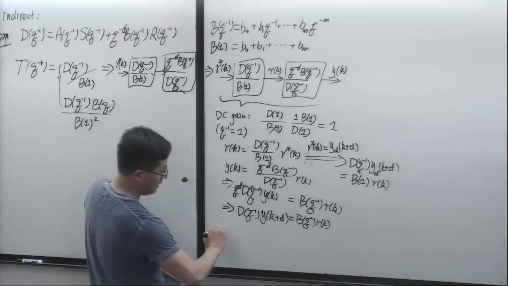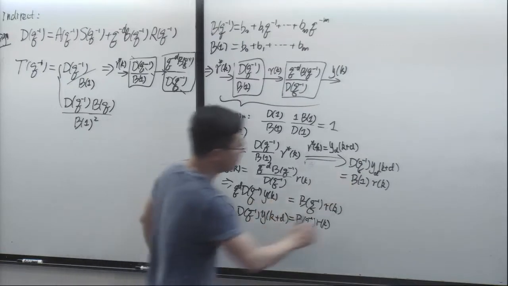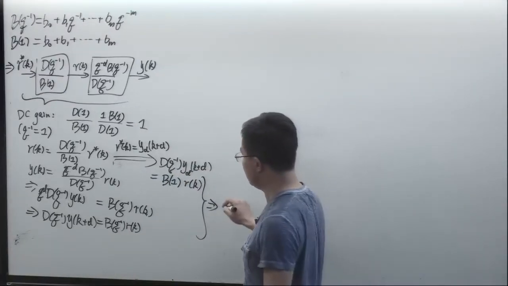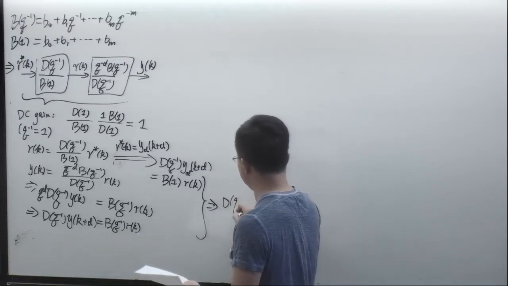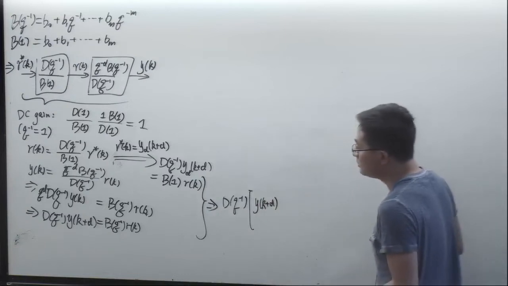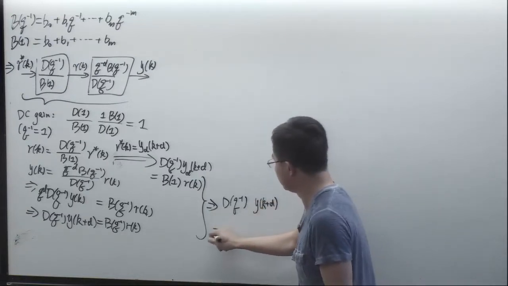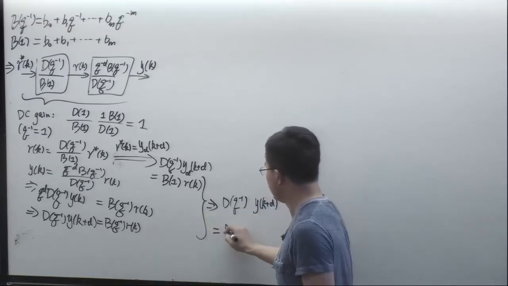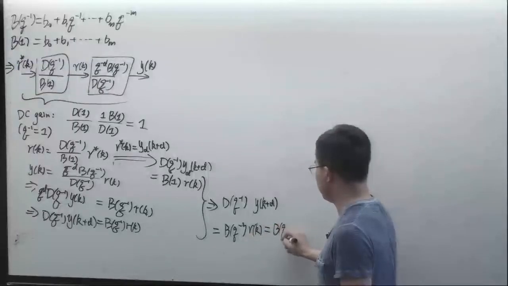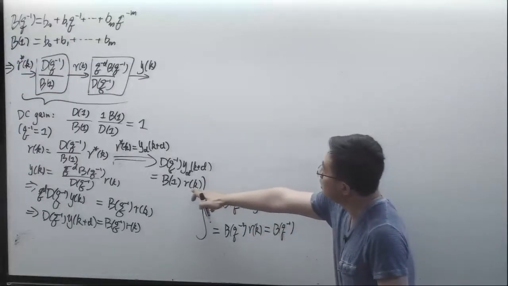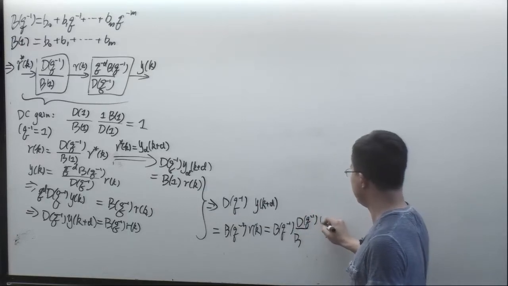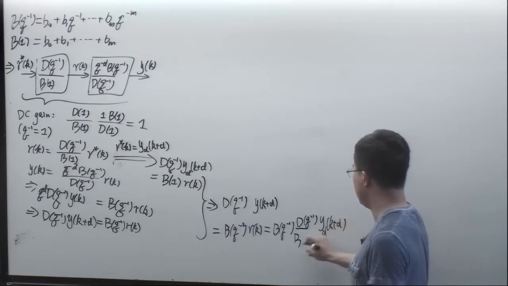All right, so this way, combining these two, we can have the tracking result D Q Y K plus D, all right, is going to equal to B Q inverse R K, and it equals to D Q inverse Y D K plus D over B1.